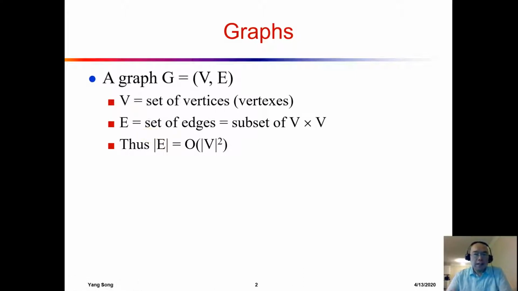For the edges, given that many vertices, the most edges we can have is on the order of V squared. If we have V squared edges, then we have a full graph, because if we randomly pick two vertices they are connected. This O means the upper bound, and of course, if the graph is not full, we are perfectly fine with it.